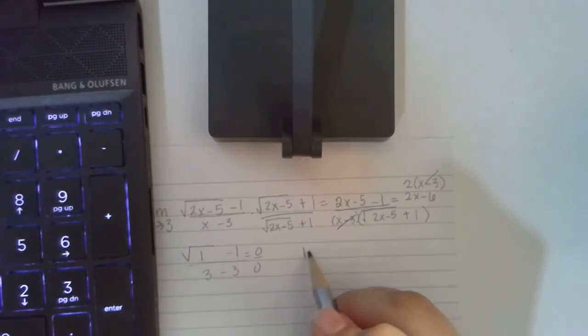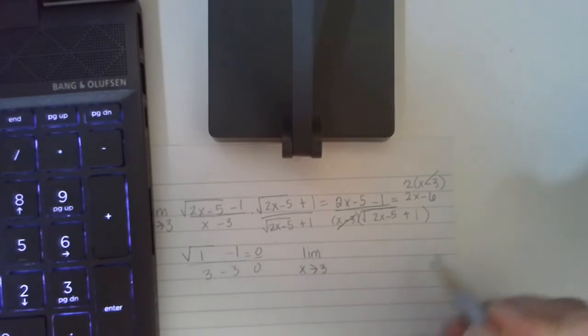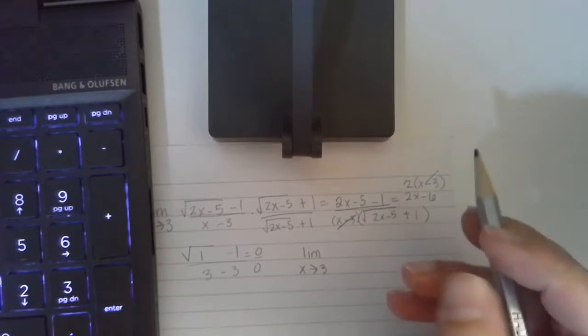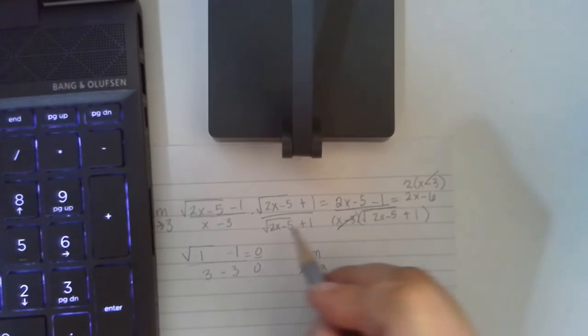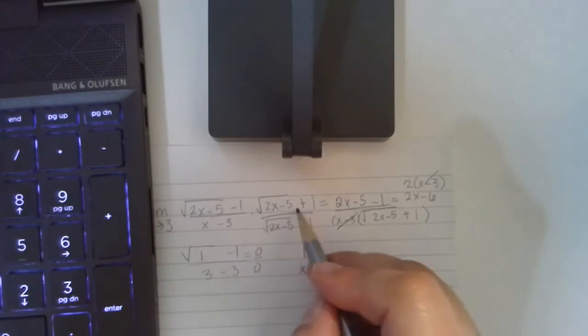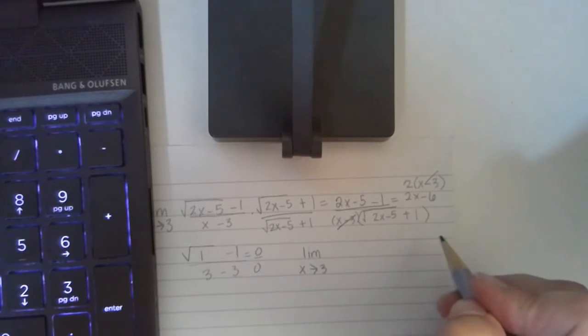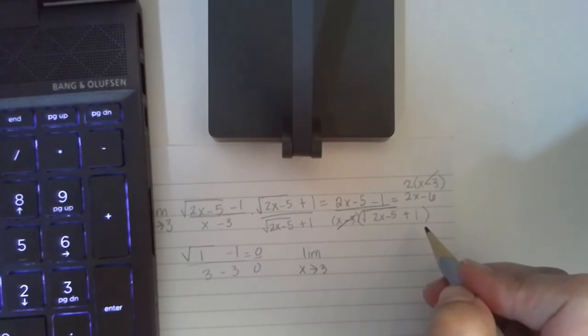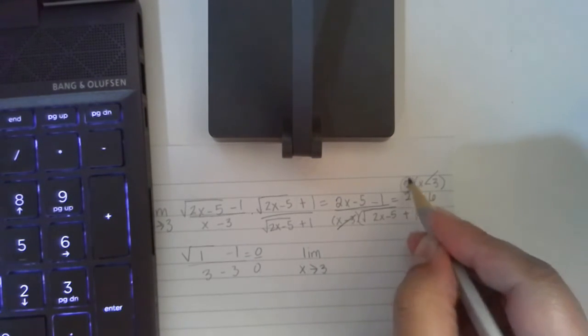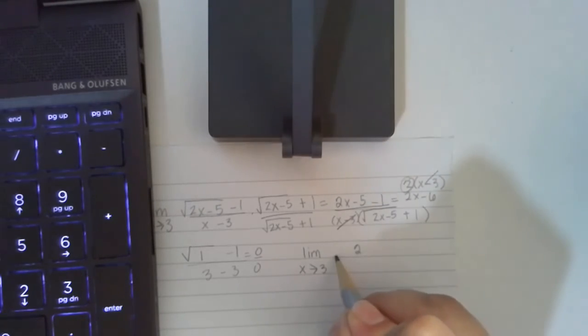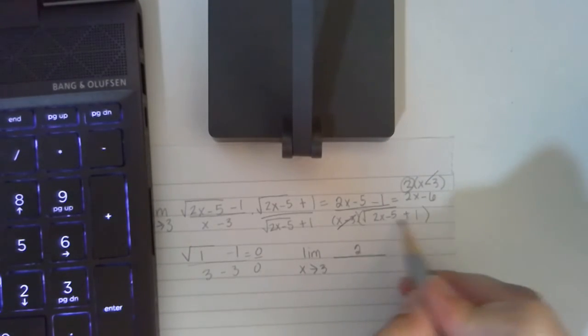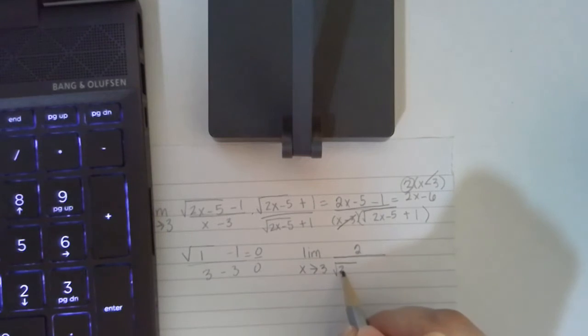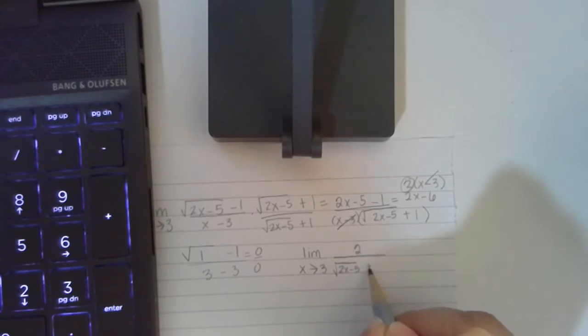So I would like to now take the limit as x goes to 3 of this new form after I factored that out. But I didn't see that common factor until I multiplied by the conjugate of the expression that had the square root in it. So now I have in my numerator solely this 2 here. And then in my denominator, I'm going to have this mess, the square root of 2x minus 5 plus 1.